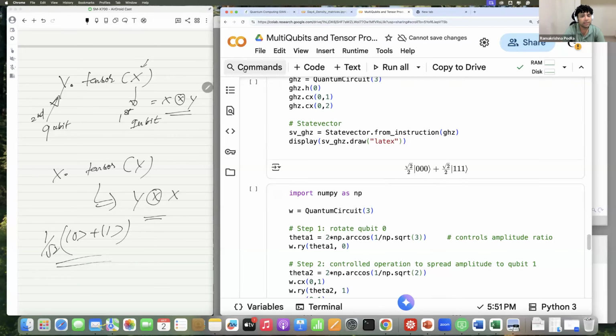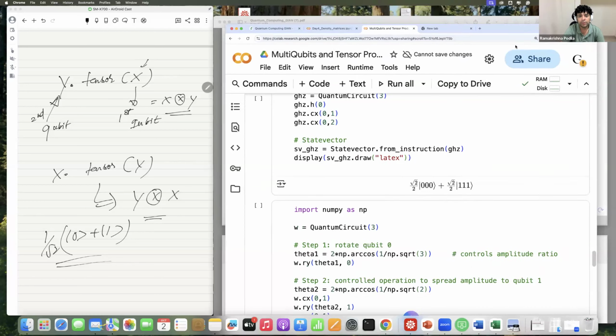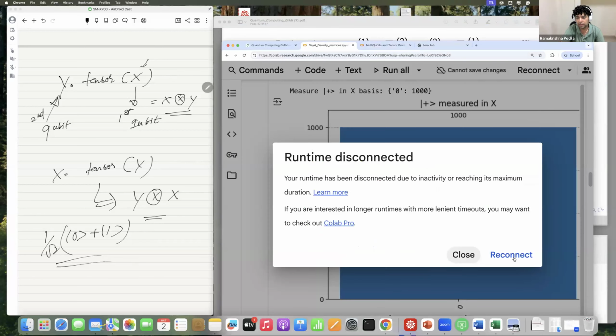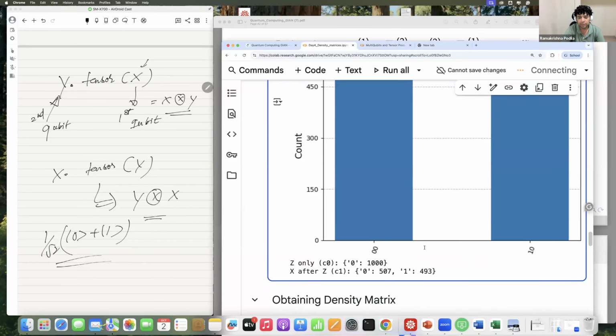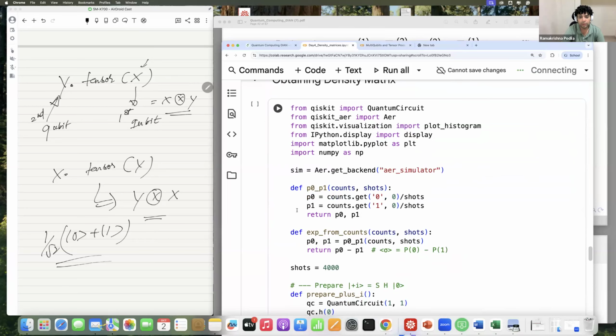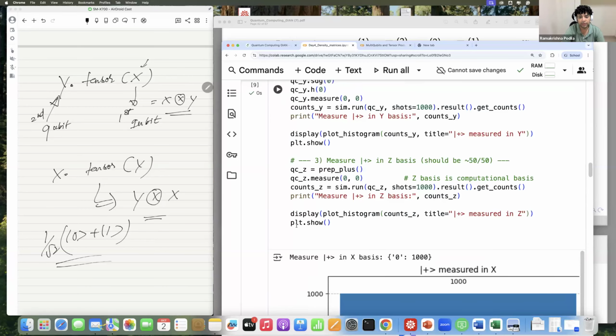Then let's get back to this one. I think I have to run everything now.